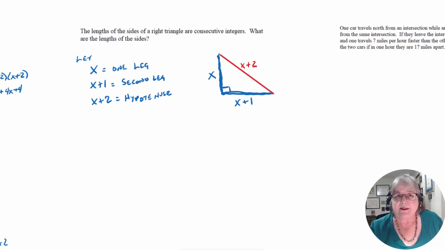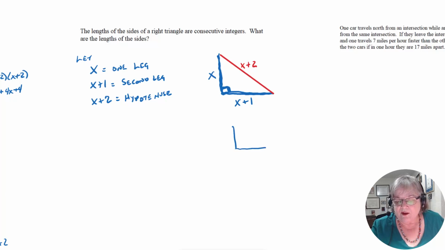Well, okay, I need some sort of math equation. Now, what do I know about right triangles? I know the area is 1/2 the base times the height. I know there's 180 degrees inside of a triangle. I know that the right part here, this squared off part right there, is 90 degrees. Now, is that anything pertinent to what they said? Did they say anything about the area? Did they say anything about the angles? No, they did not. They just talked about the lengths of the sides. Okay, what do I know about the lengths of the sides of a right triangle?